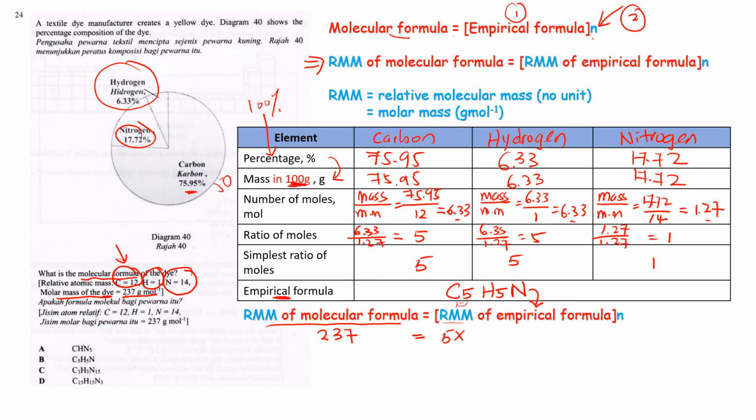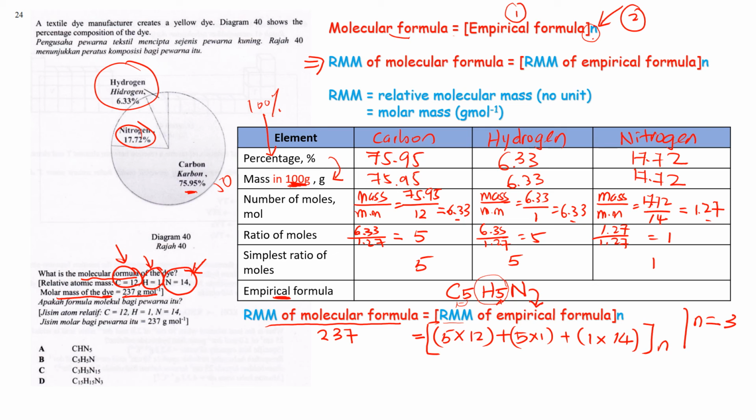So 5 times 12, plus hydrogen, you have 5 also. Hydrogen relative atomic mass is 1. So 5 times 1, plus nitrogen. Nitrogen you have 1, times relative atomic mass for nitrogen, which is 14. We're trying to find the value n here. Using the calculator, n is equal to 3. Now you have the value of n already. n is equal to 3.